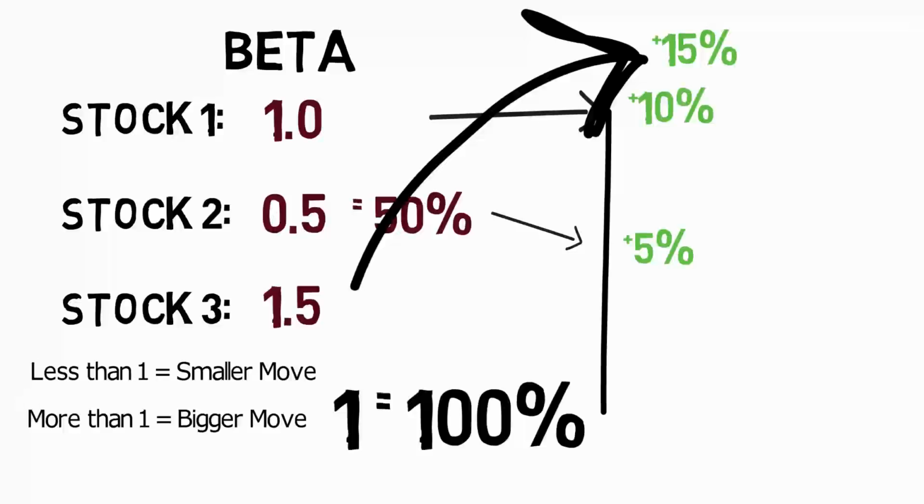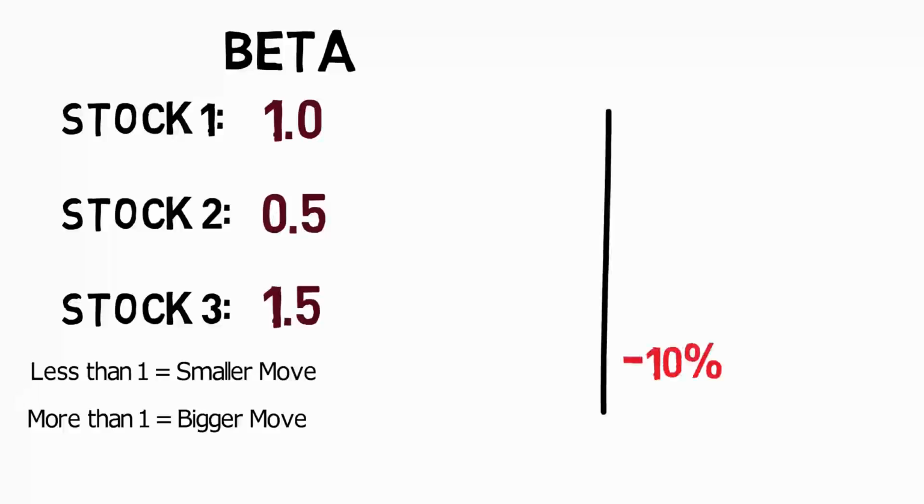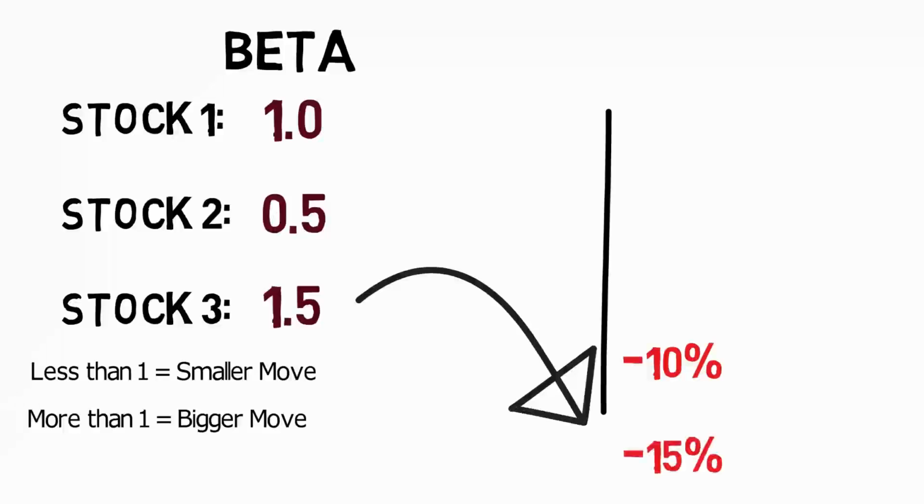Well, what if the market was down 10%? Stock 3 with a beta of 1.5 should now be down 50% more than the market, or 15% down, while stock 2 should only be down 5%, or half of the market.